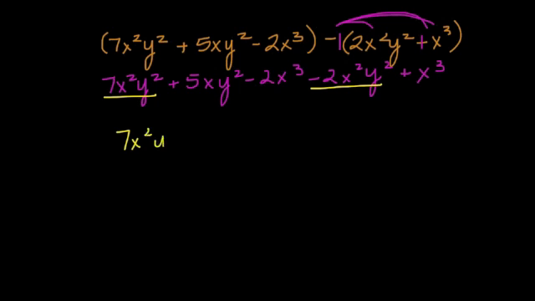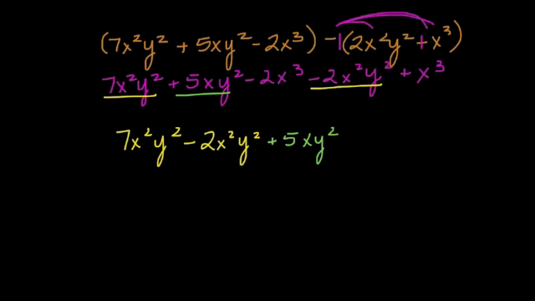7x squared y squared minus 2x squared y squared. Again, it has to be exactly the same. They both have x squareds and y squareds in them, so that's why they're like terms. Let's look at our second one. We have a 5xy squared. So if I scan across, I actually don't have another one. So I'm just going to bring it down as it is and not have to combine it with anything.